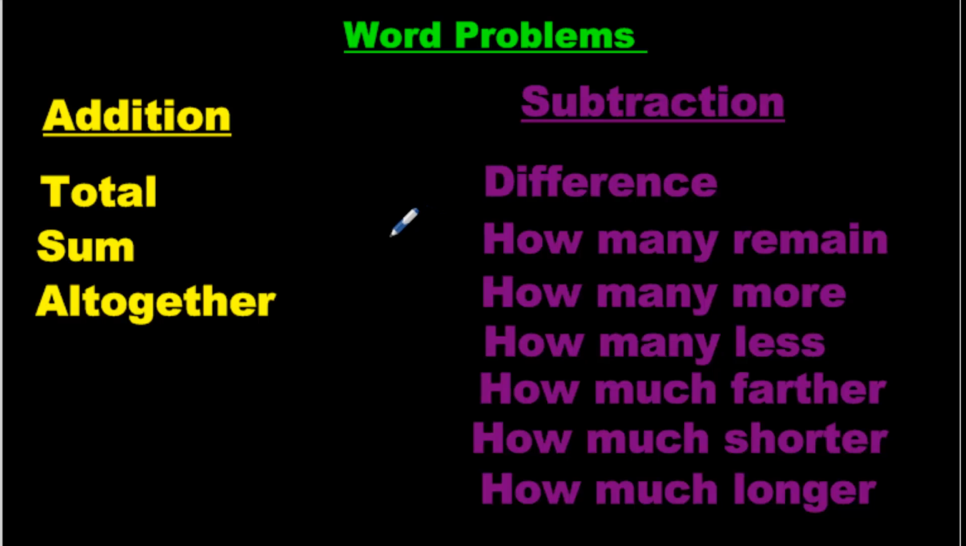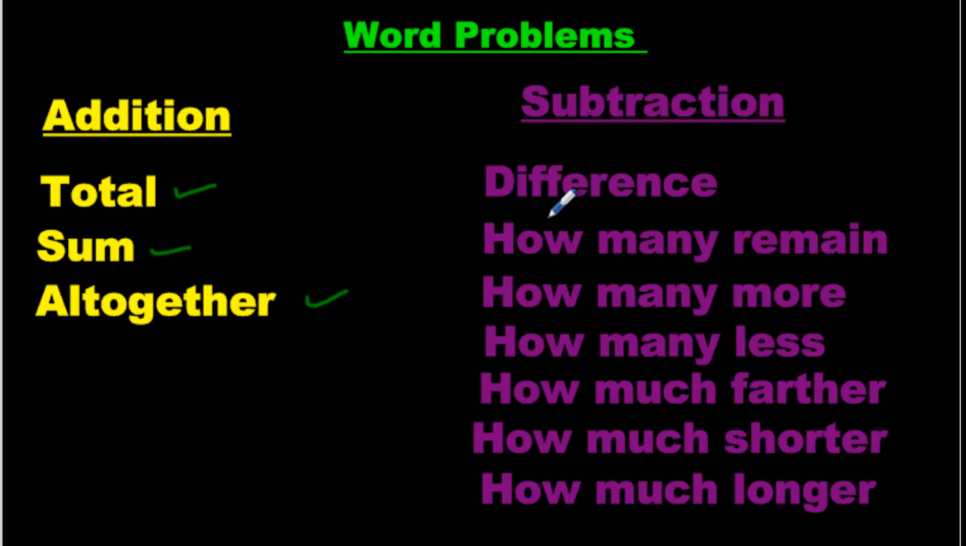Now, the review is done. We're going to go into the word problems. You identify addition word problems by these words: total, sum, and altogether. There's not much more they can ask you. Find the total of something, find the sum of something, and find whatever we have altogether. Memorize those. You need to understand them.